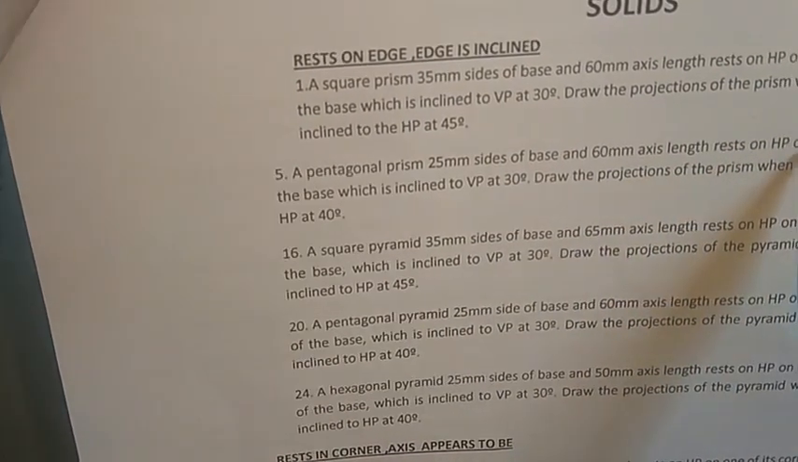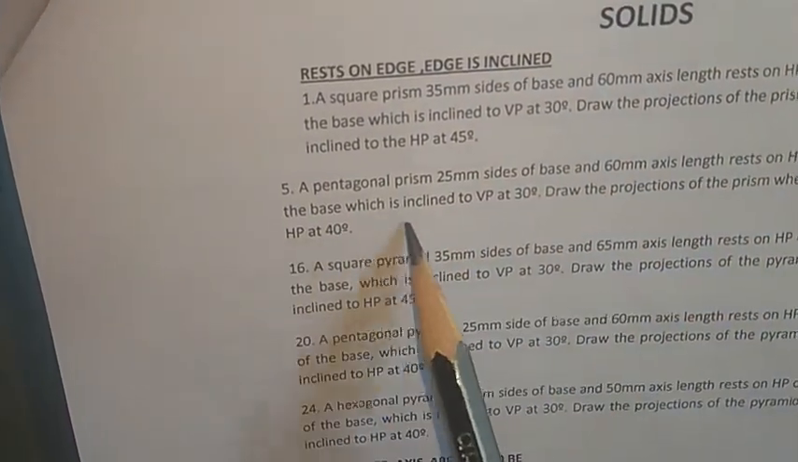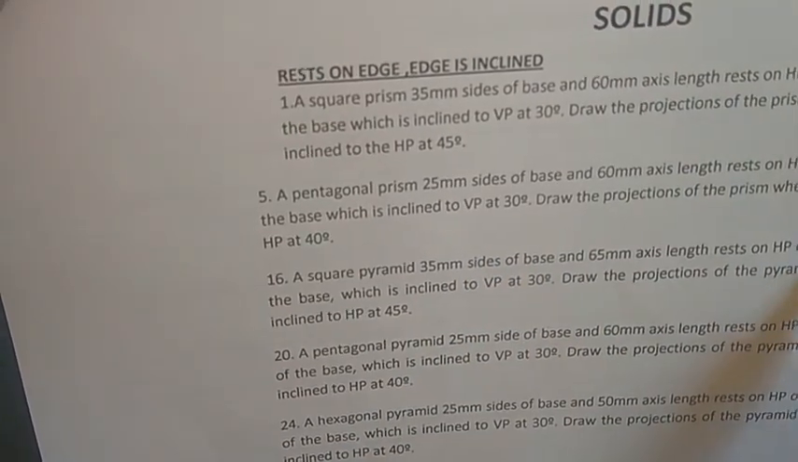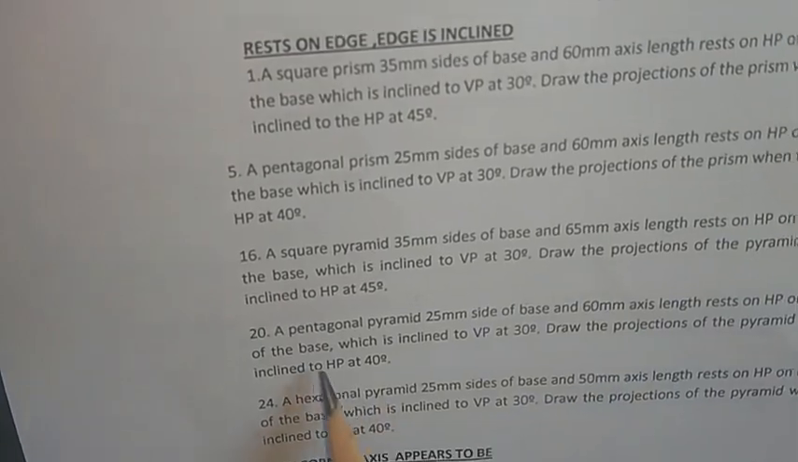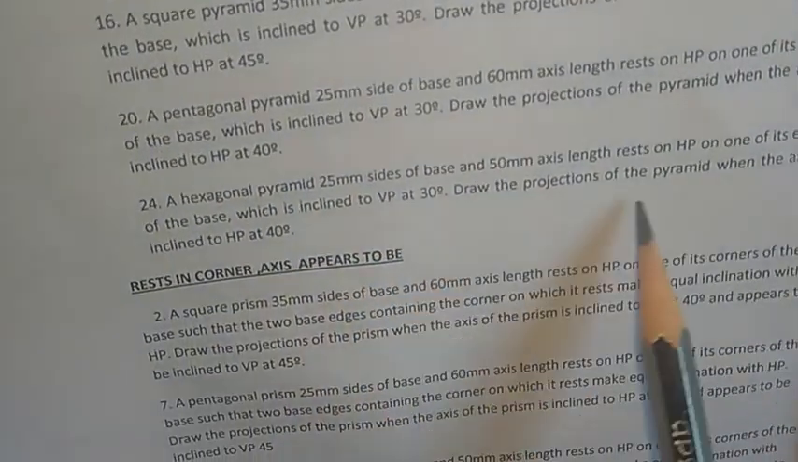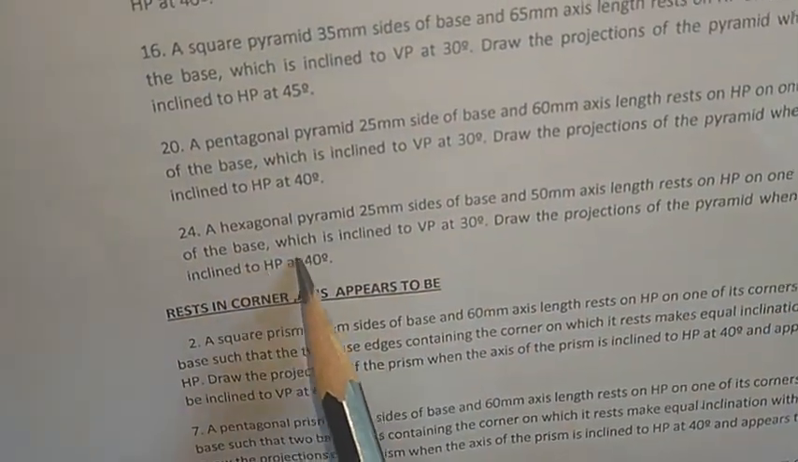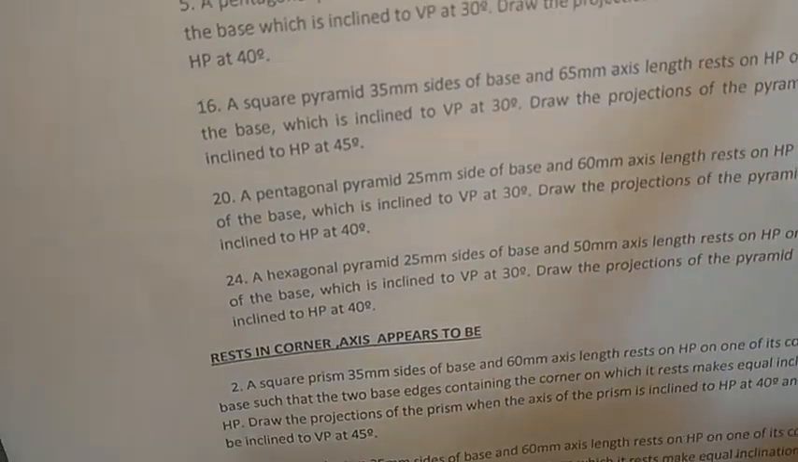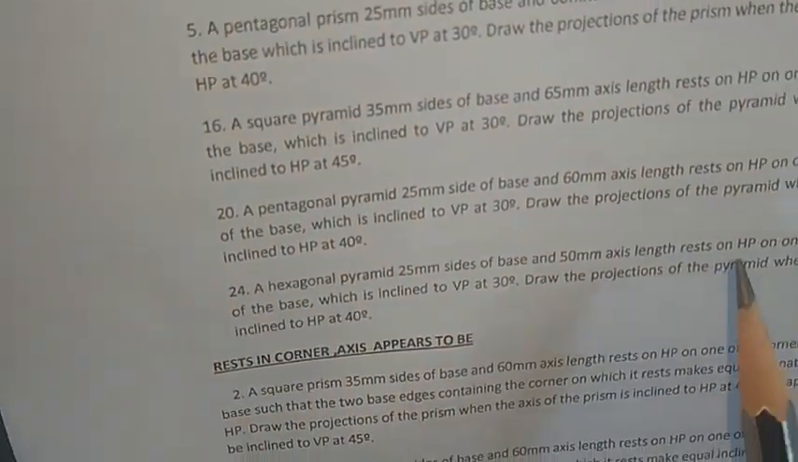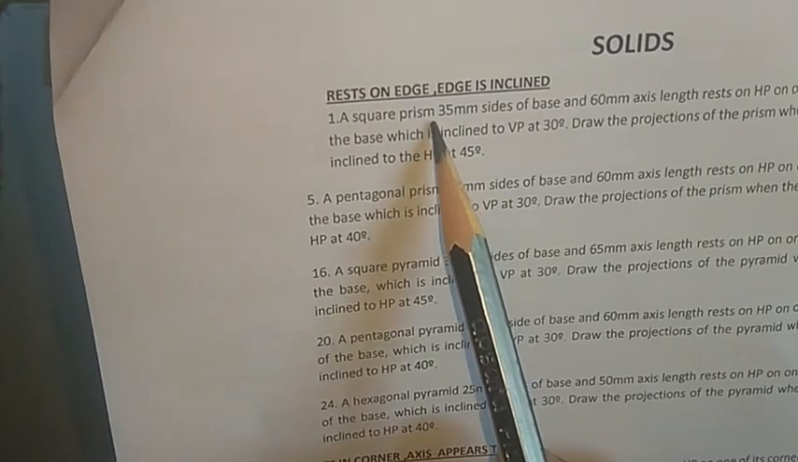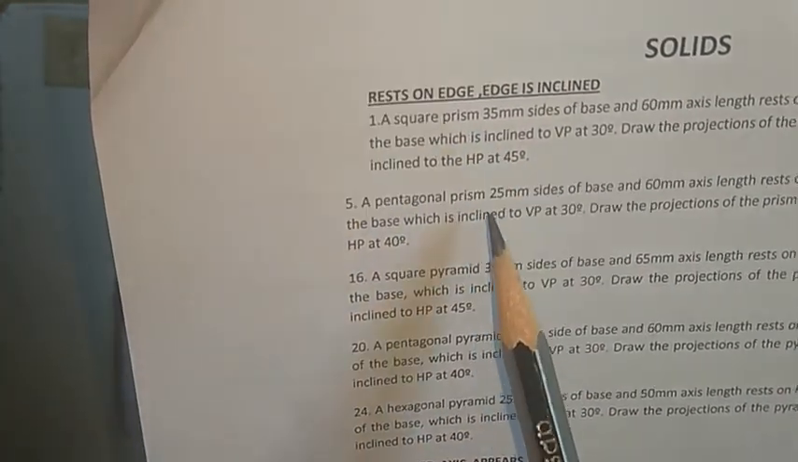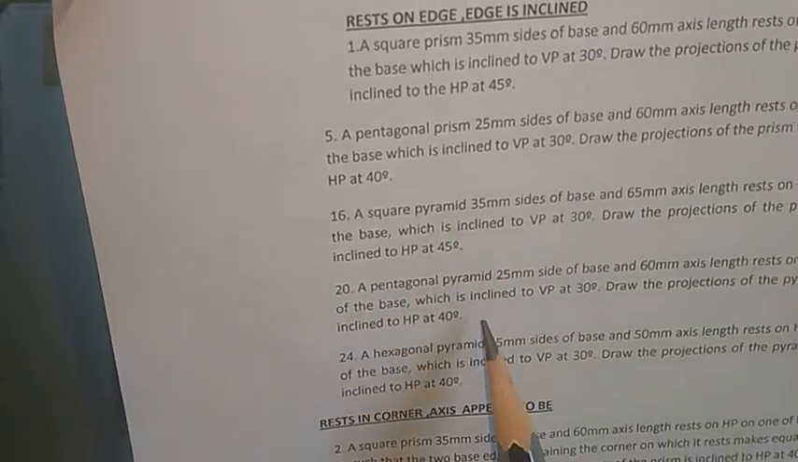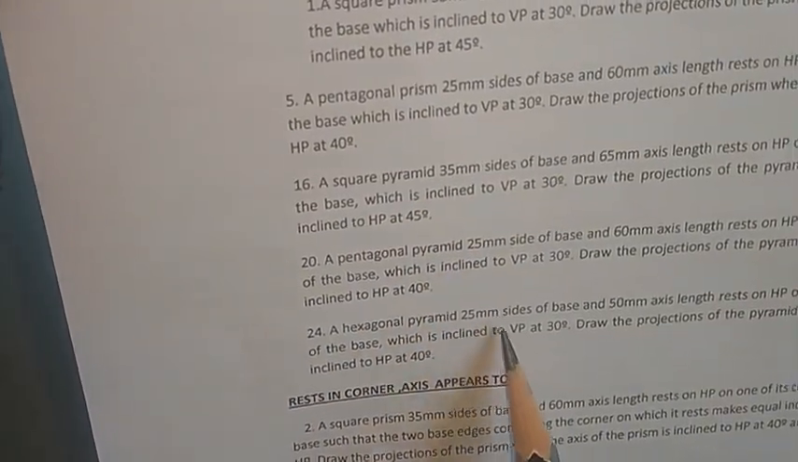So you can just read: rests on HP on one of its edges of the base, which is inclined. Everything will remain the same, only the shape of the initial solid will change. Here we have square prism, pentagon prism, square pyramid, pentagon pyramid, and hexagon pyramid.